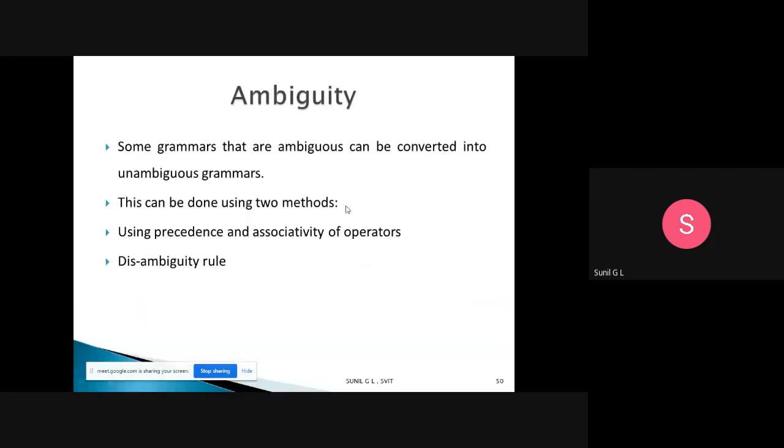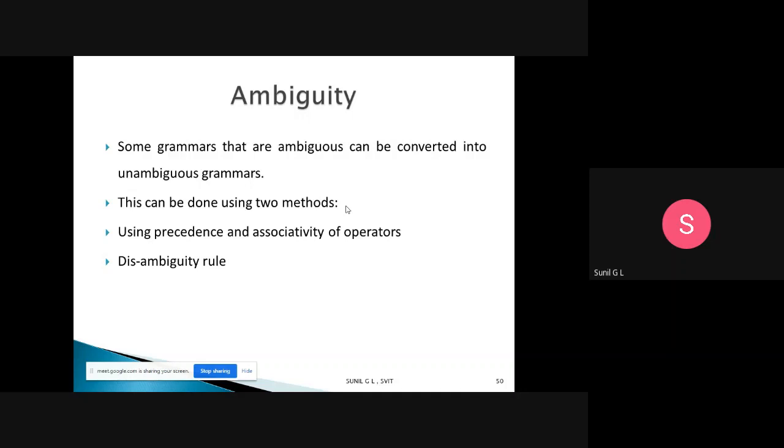Okay, so what do we mean by ambiguity? The outline of today's class is removing ambiguity from the grammar: what are the different ways, and how we will remove the ambiguity from the context free grammar. Some grammars that are ambiguous can be converted into unambiguous ones. Some grammars may have ambiguity, so we need to convert them into unambiguous grammars.